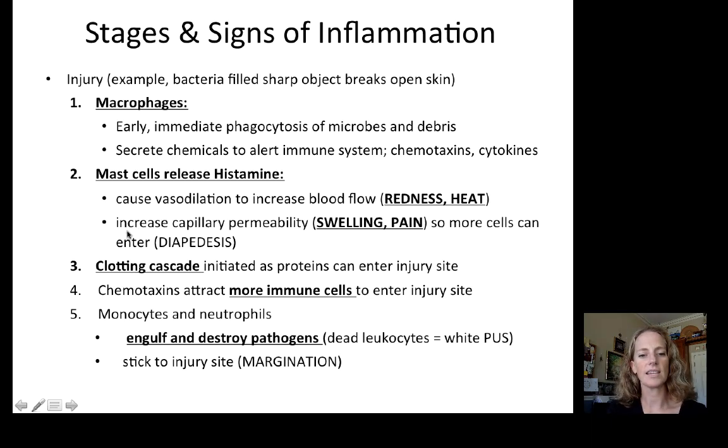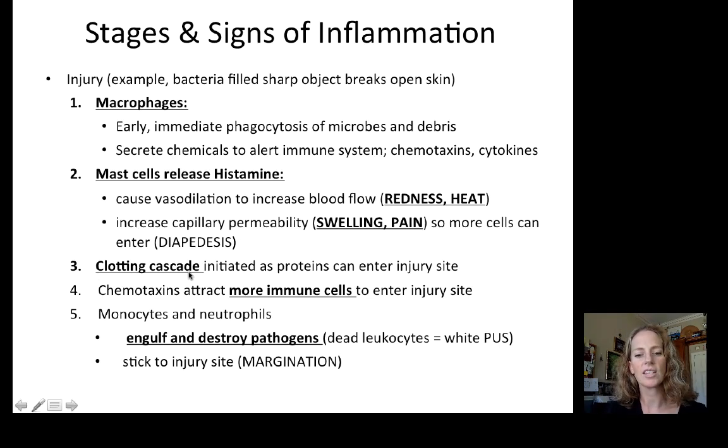There's also, because of the histamine and other chemical release, increased capillary permeability. Increased permeability of the capillaries is so that more cells can come into the injury. So we're going to start to move white blood cells into the injury site. This process is called diapedesis, and that can cause swelling and pain, because not only do the cells move into the tissue, but fluid can move into the tissue. So increased fluid to the tissues can cause swelling. Then the swelling can push on the nerves nearby. That can cause pain. So the 4 signs of inflammation are redness, heat, swelling, and pain.